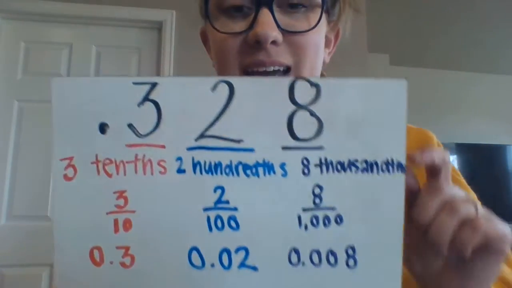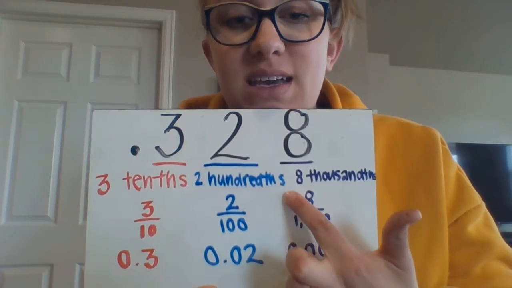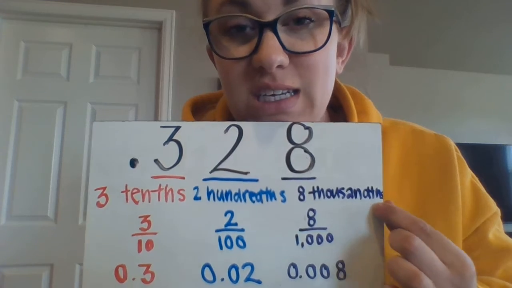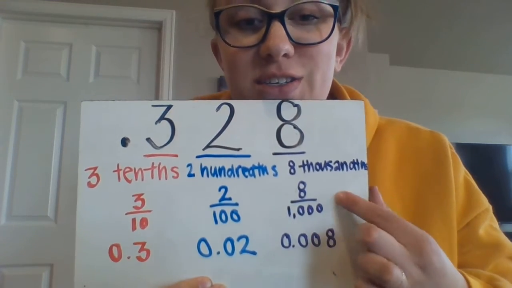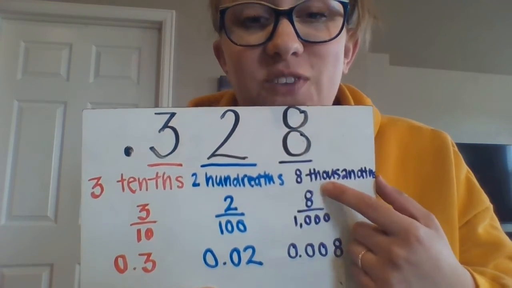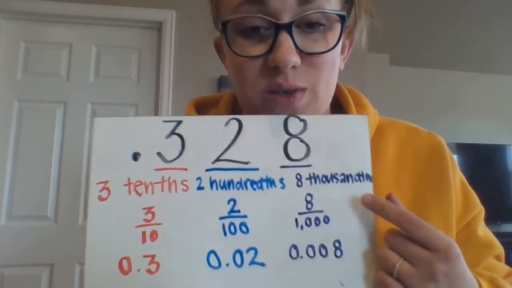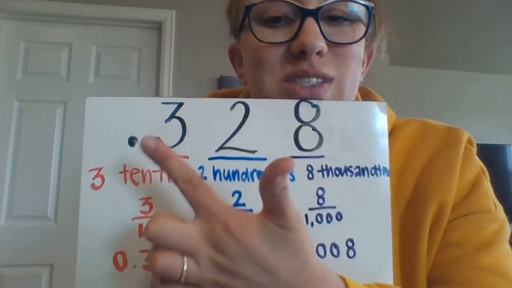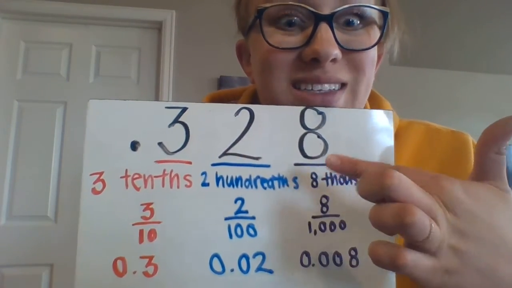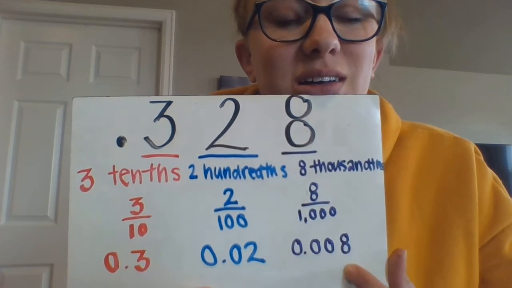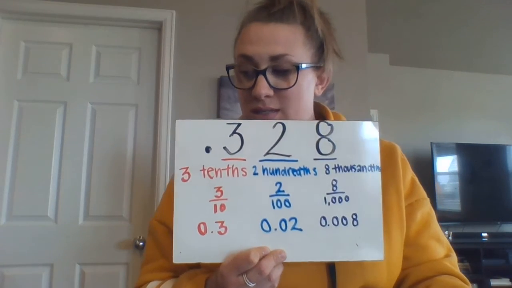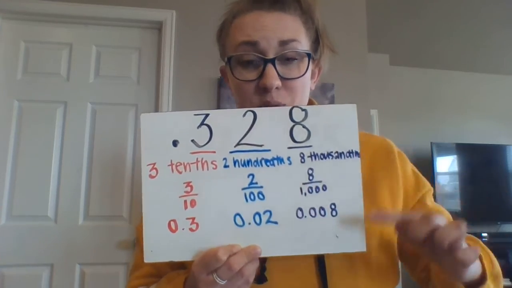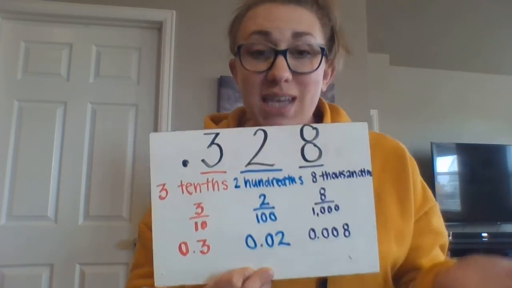So, like I said, this 8 represents 8 thousandths. It's the word thousand with a THS at the end. Here's my fraction version, 8 over 1,000, 8 thousandths. And because the thousandths place is 3 away from the decimal, I get 2 zeros here and my 8 in the thousandths place. So these are examples of what these place values represent.